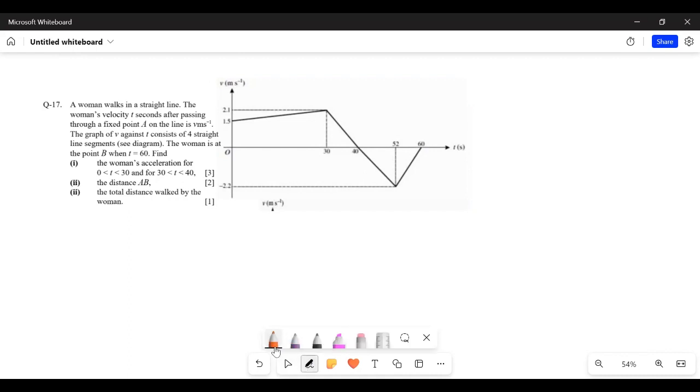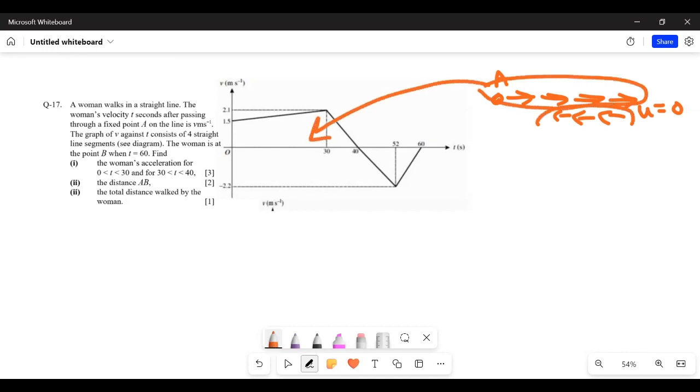So let's say she started at A, then she moved in this direction for some time, then her speed became zero, and then she started to turn back. This is what happens in this question. That's why for this part of the journey, the graph is above the x-axis, but for this part of the journey, the graph is below the x-axis. Because for the first part, the speed is shown as a positive value, and for the next part, it is shown as a negative value, showing a change in direction of movement. But how do you know she's walking backwards? From this negative part of the graph.